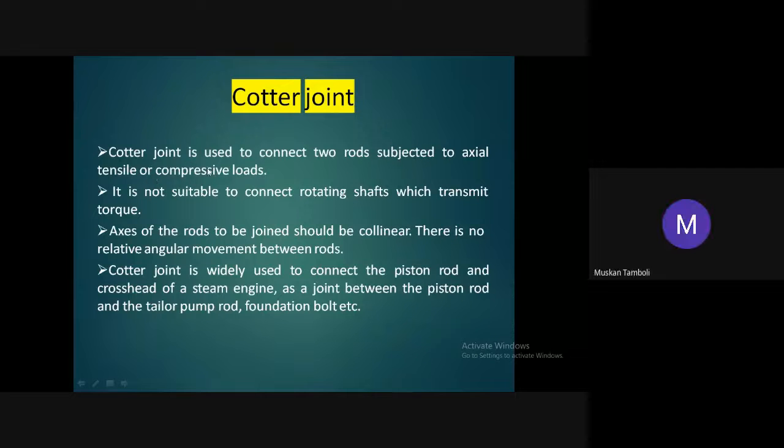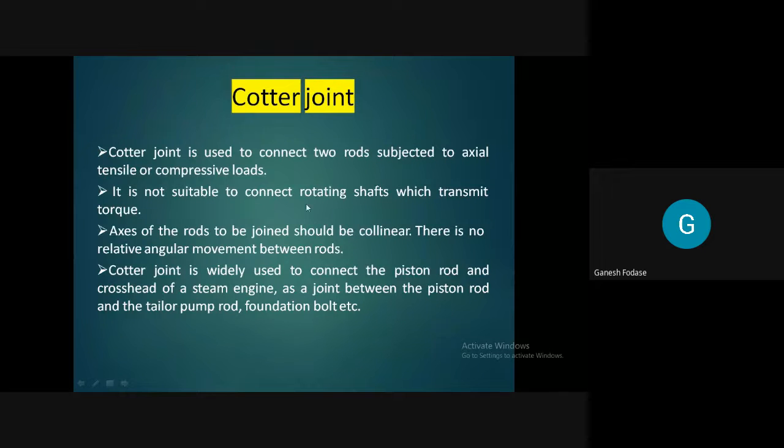As I told you, quarter joint is used to connect two rods subjected to axial, tensile or compressive load. Means these are subjected to either tensile load or compressive loads, and it is used to connect two rods. I will show you the diagram. Don't worry. It is used to connect two rods which are coaxial.